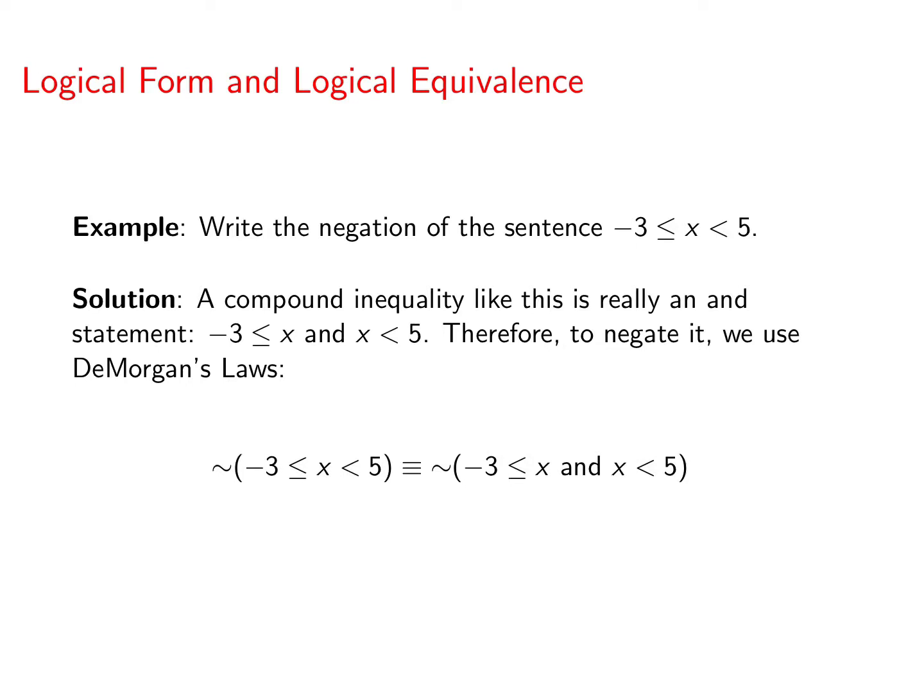So we start with this. We write out our compound inequality and rewrite it as an AND statement. Then De Morgan's laws turn that into an OR statement. And then finally, we're going to have to take the negation of each one of these pieces. So when we negate -3 is less than or equal to x, the negation of that would be -3 is bigger than x. And when we negate x is less than 5, that turns into x is greater than or equal to 5.